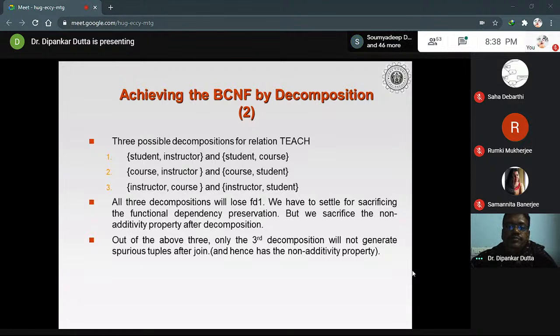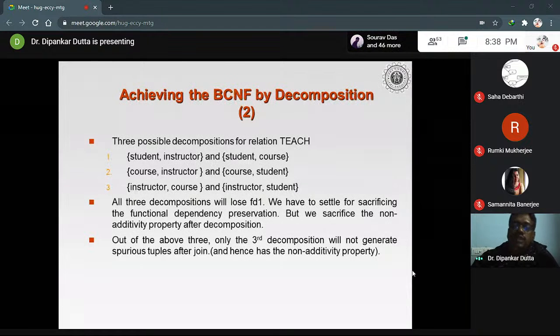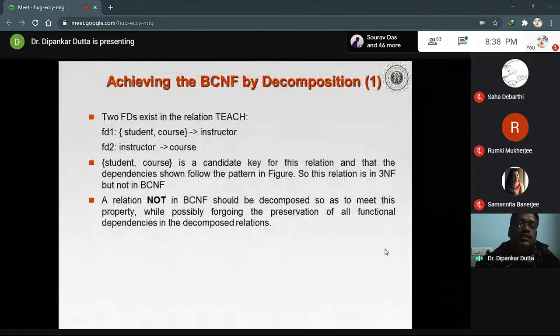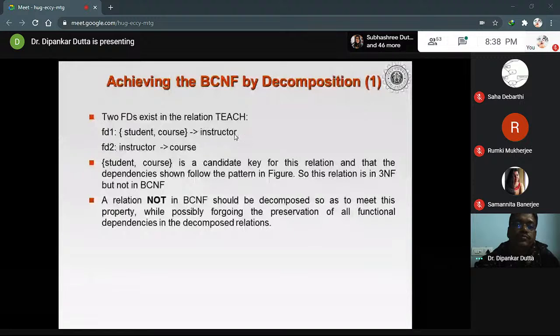So in whichever way you divide, in all cases you will lose FD1, that is functional dependency 1, the first one. Because this dependency involves all three attributes. If you keep two attributes in one table and another two attributes in another table, you will lose this FD1. So this dependency is not preserved.